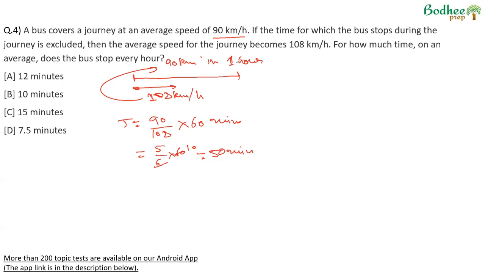But 90 kilometers will be covered in 1 hour. That means for the remaining 10 minutes, 60 minus 50, the bus is not moving and therefore not covering any further distance. So on an average, the bus stops for 10 minutes every hour.